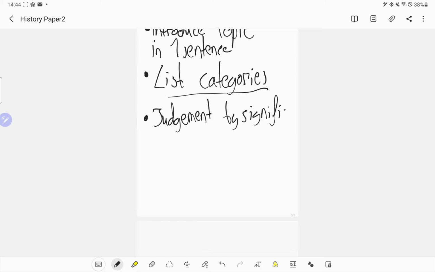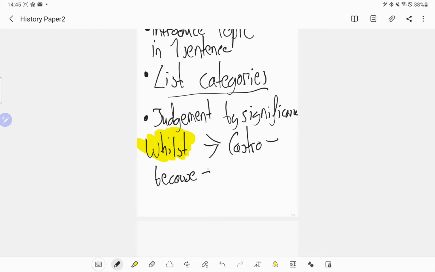For this, you can use the word whilst to start the sentence, which is a very good word to start with. So we're going to say something like, whilst this category was the most significant in this dictator's emergence, because, then we're going to write, for example, Castro, whilst Castro, and then because, and then we're going to say category 2, for example, I'm just saying random things, was more important for another dictator, dictator 2, we're going to say, because.